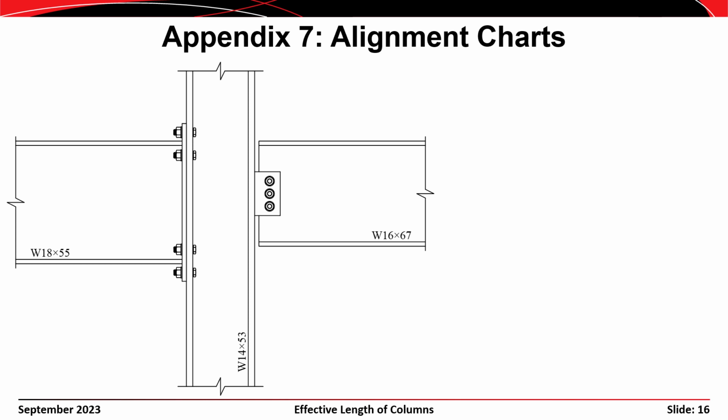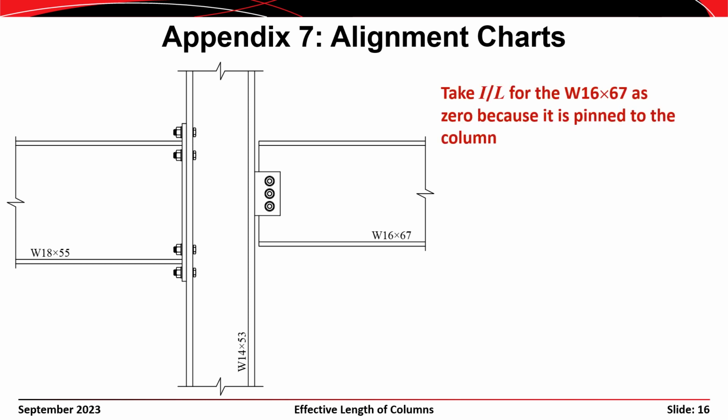If the beam is pinned to the column, as is shown here on the right where the W16x67 frames in, then the stiffness of that beam is taken as 0. G for this joint would be based only on the stiffness of the W18x55 framing in from the left and the stiffness of the W14x53 framing in from below and from above the joint.